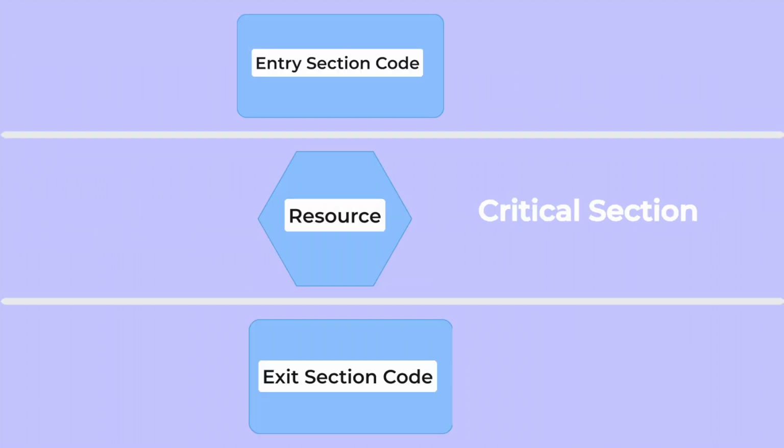Semaphores are incredibly versatile and find applications in various scenarios. They are used to implement critical sections, manage access to shared resources like memory or I/O devices, and coordinate activities among multiple processes or threads.